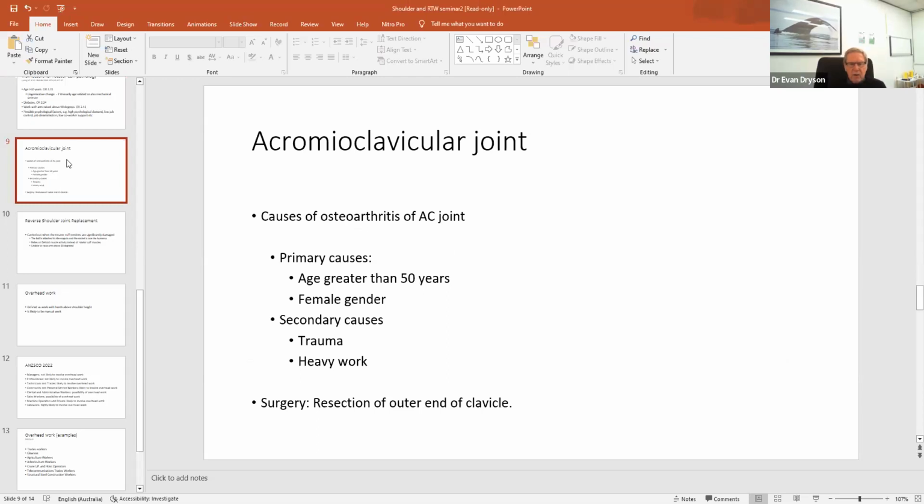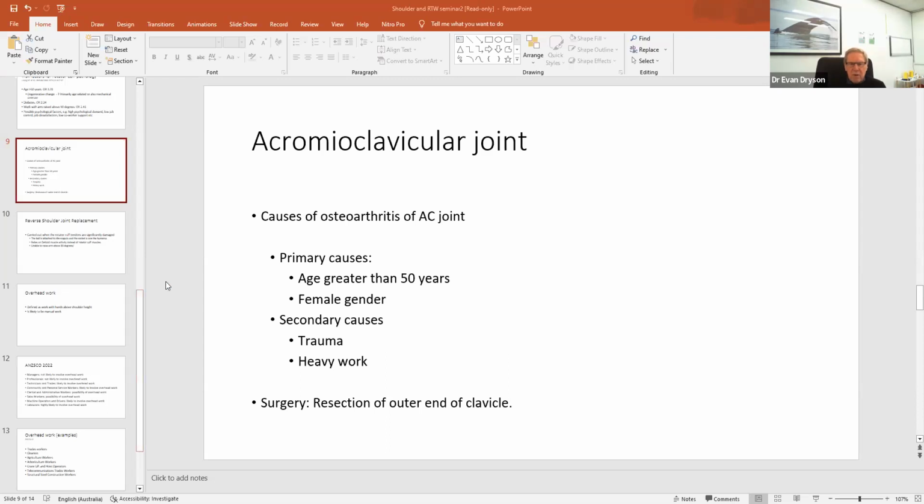Now, the acromion that we've talked about joins to the clavicle, and it's called the acromioclavicular joint. If you get arthritis in the acromioclavicular joint, the joint swells, and it too narrows the subacromial space because it bulges down into that space. So this is yet another risk factor for shoulder disease.